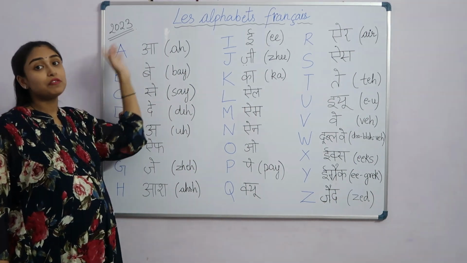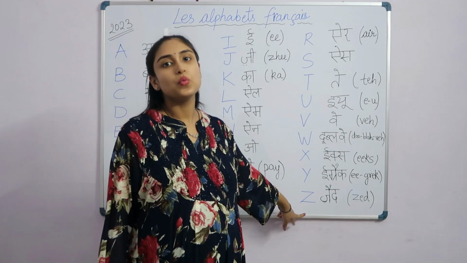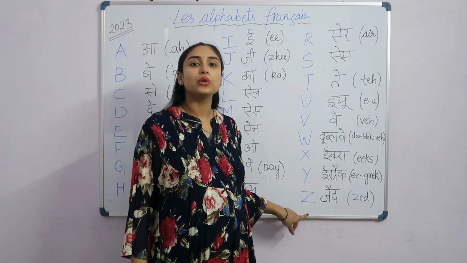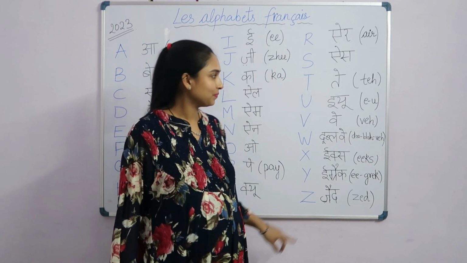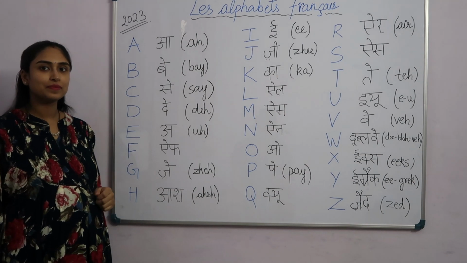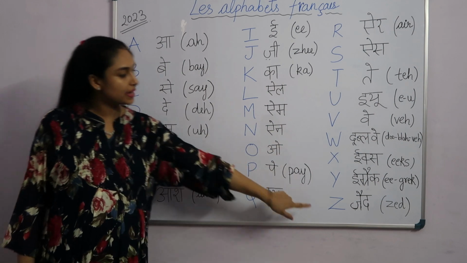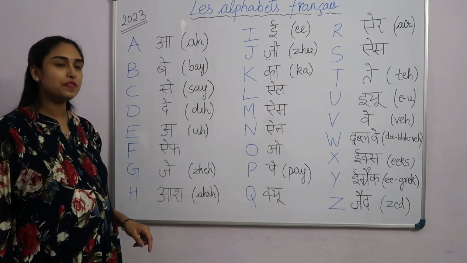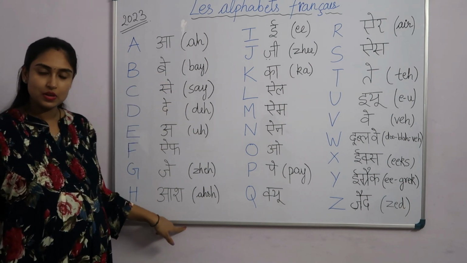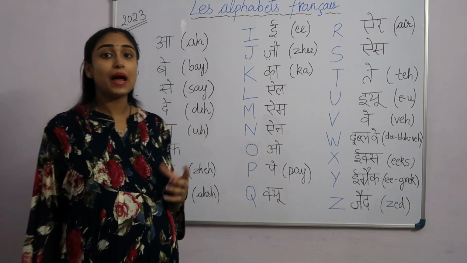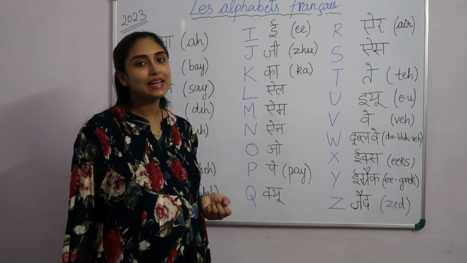In French, we have 26 alphabets just like in English, but their pronunciation varies. So today we are going to learn the pronunciation of these 26 alphabets. Here I have written all the alphabets from A to Z and their pronunciation in French, in Hindi as well as in English. So now we are going to practice the pronunciation of these alphabets in French. Let's start.